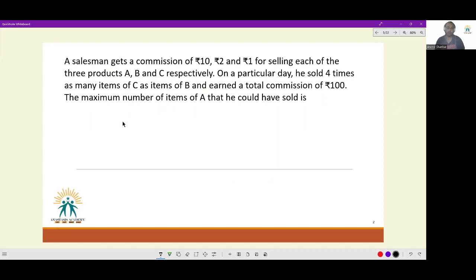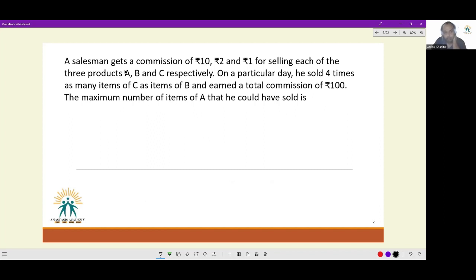Next question now. A salesman gets a commission of 10 rupees, 2 rupees, and 1 rupee for selling each of the 3 products, A, B, and C respectively. On a particular day, he sold 4 times as many items of C as items of B and earned a total commission of rupees 100. The maximum number of items of A that he could have sold is.